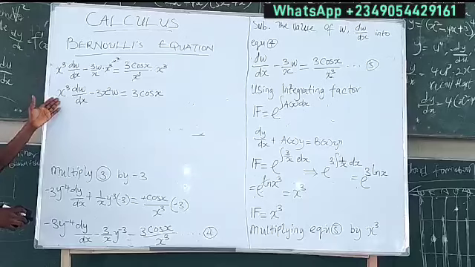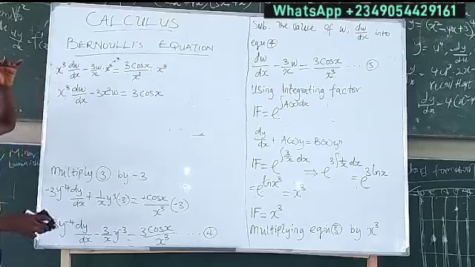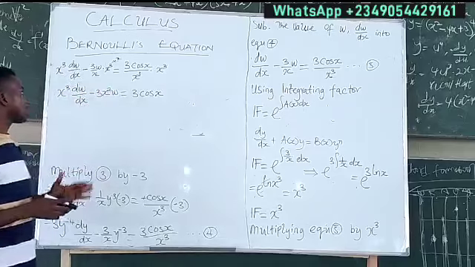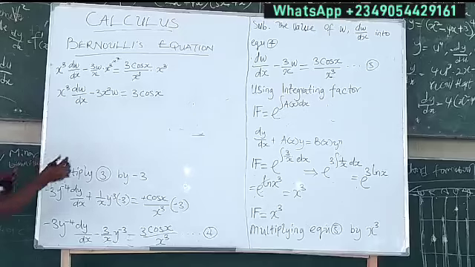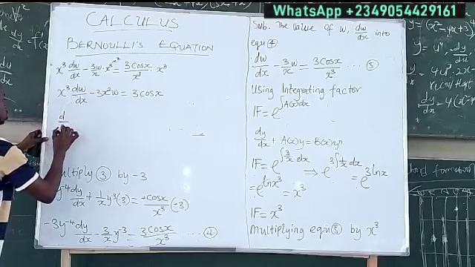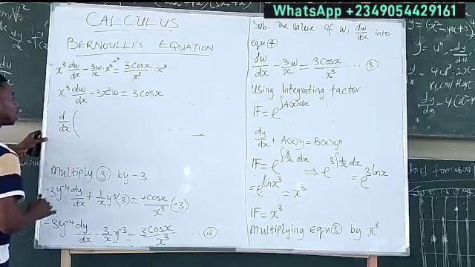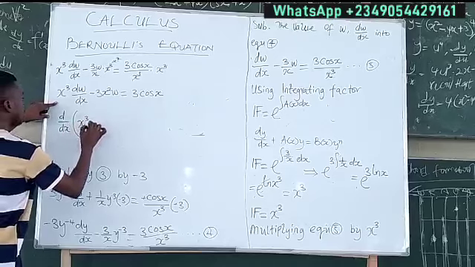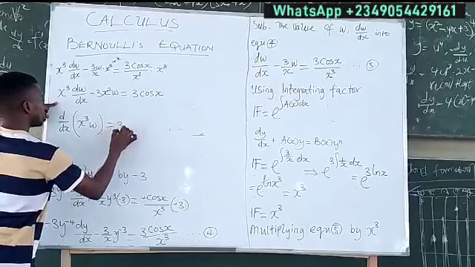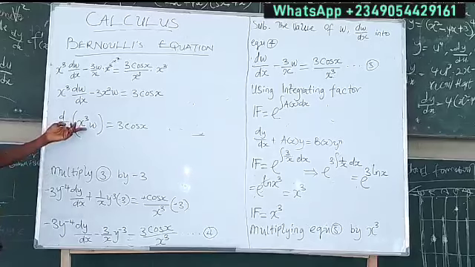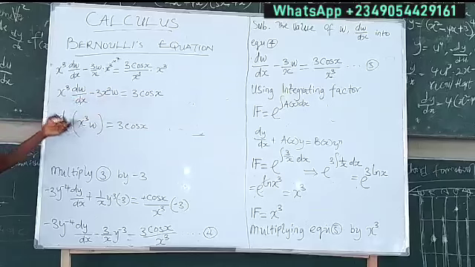Then from here, we can see that there are similarities between x raised to the power 3 dw over dx minus 3x squared w. There are similarities, and I will break it down. Factorizing this, we get d over dx of x raised to the power 3 w is equal to 3 cos x. Okay, the question can be, how do we get this from this part? How do we get this?